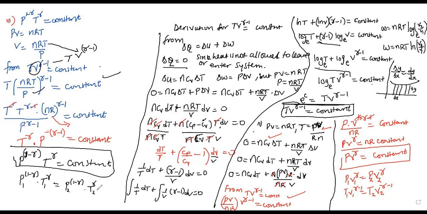In the conclusion, if initially, maybe in the morning, the pressure of the gas was P1, and the temperature at that instance was T1, and in the evening, the pressure is P2 and the temperature is T2, then for an adiabatic expansion or process, P1 power 1 minus gamma times T1 power gamma should be equal to P2 power 1 minus gamma times T2 power gamma.